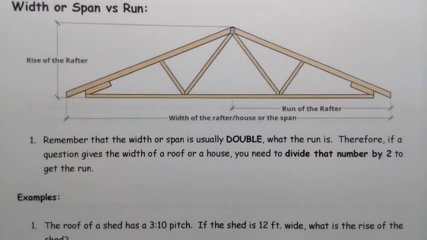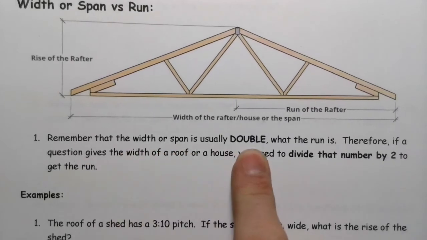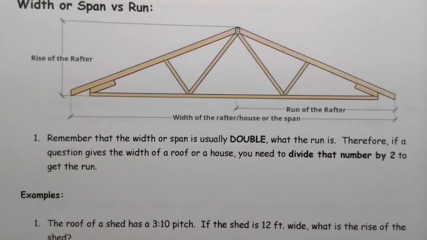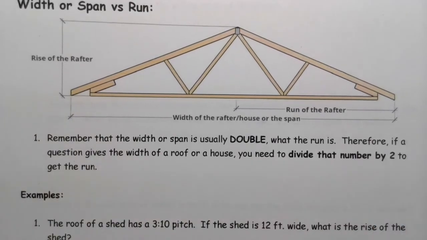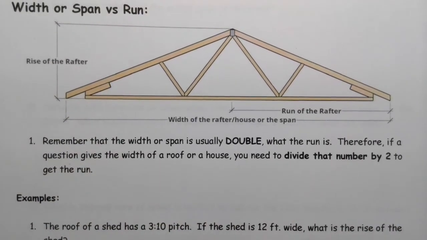So remember that the width or span is usually double what the run is that you would use to find the pitch of the roof. So therefore, if a question gives you the width of the roof or house, you need to divide that number by 2, typically, to get the run. All right, let's take a look at some questions.